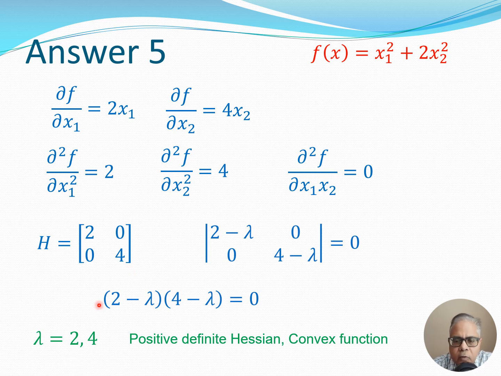Of course, if you know matrix theory, you know that in a diagonal matrix I can immediately get lambda to be 2 and 4, because those are the values on the diagonal. Those are the eigenvalues for a diagonal matrix. The interesting thing here is that the eigenvalues are both positive. So this is a positive definite H matrix, and therefore it satisfies the condition of a convex function.